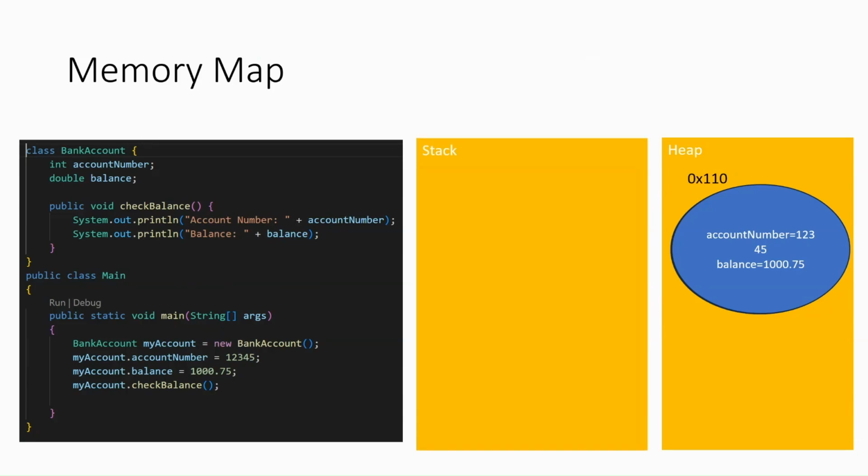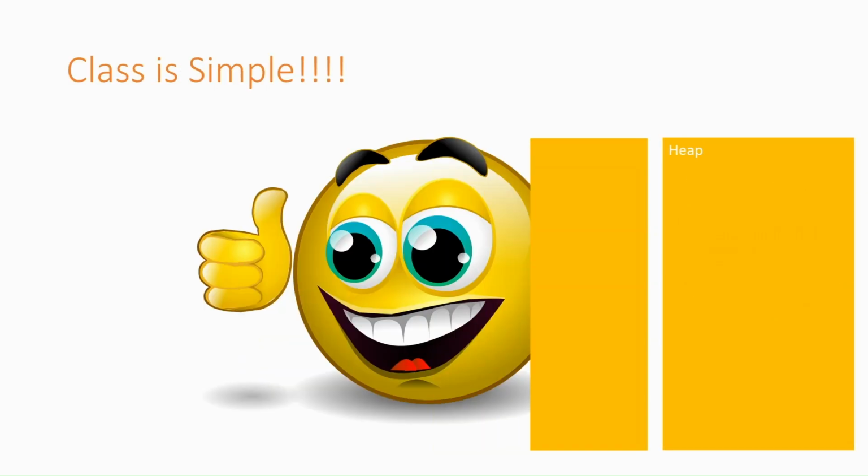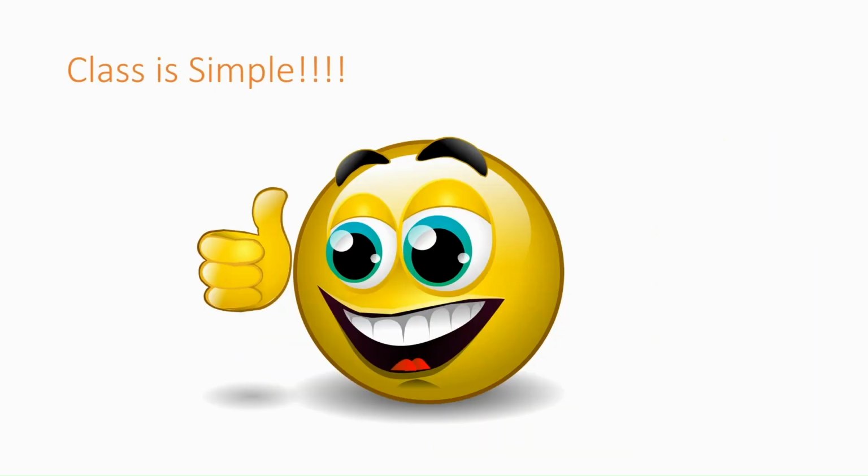Even though the stack memory is cleared, the heap memory remains as such. There is a concept known as garbage collector in Java. It is a background process which checks if there is any referenceless memory available in the heap. In our case, the memory 0x110 is referenceless. So the garbage collector will deallocate this memory. So we have covered the basics of class in Java.